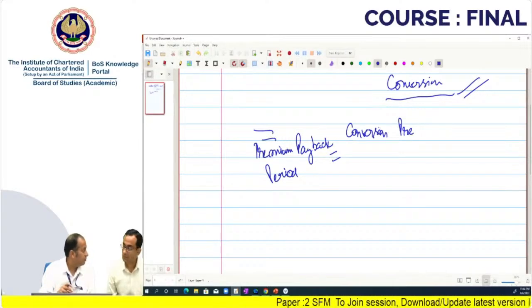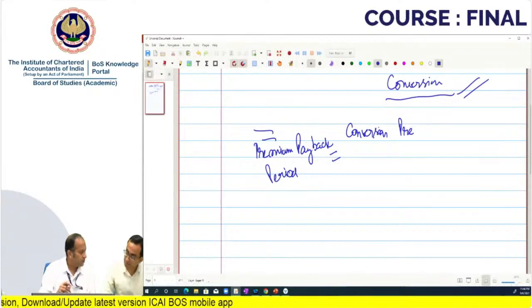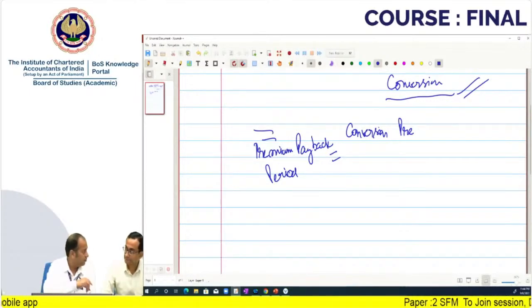Vivek, how much time will you take for this securitization? Because if it's possible, then we can... 5 to 10 minutes. Okay, then after this, I think we should switch over to securitization.